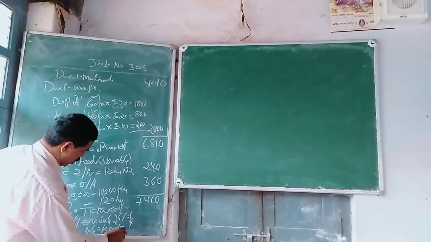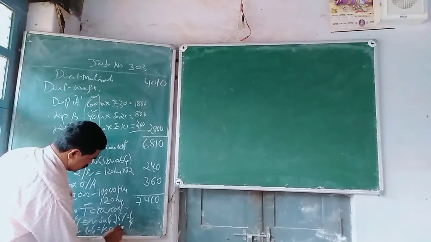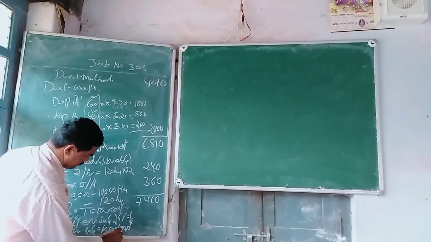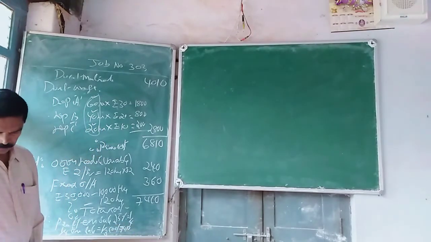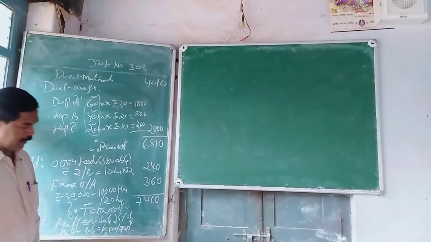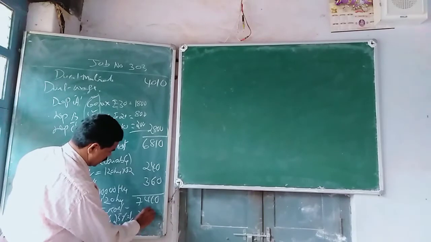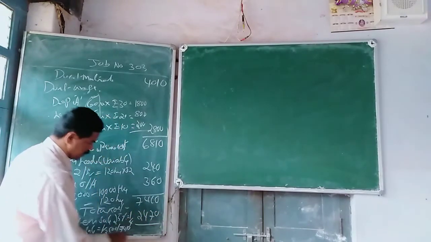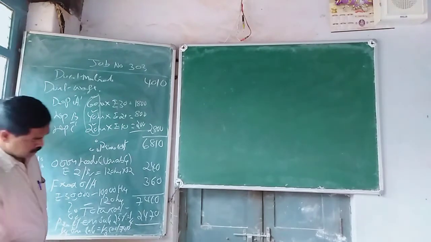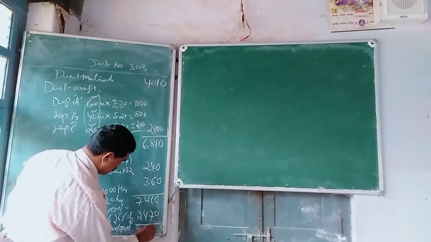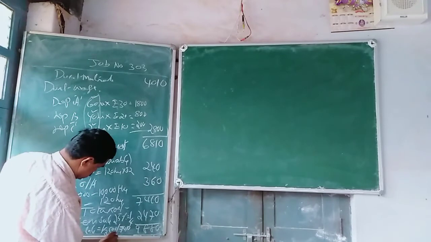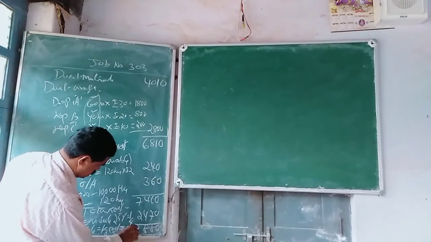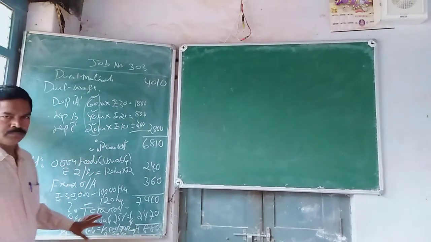So 1/3 of cost, that is 7,410. So it is 2,470. So lastly we get the sales. Sales 9,880. So sales. It's a simple problem.